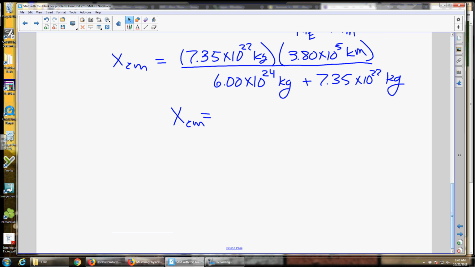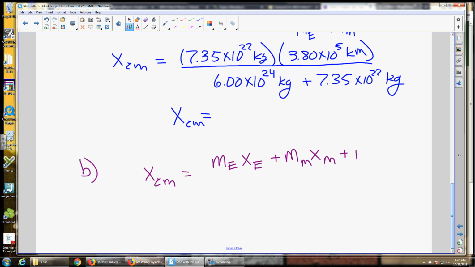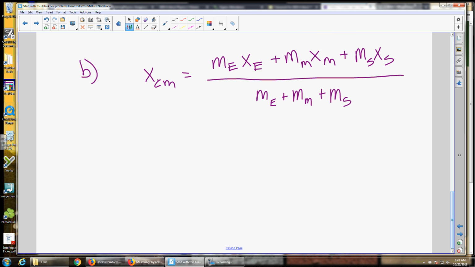So in part B, how many items in part B? 3 things. So I need my equation to have 3 terms. XCM, we're going to have mass of the Earth, location of the Earth, plus mass of the Moon, location of the Moon, plus mass of the Sun, location of the Sun, all over mass of the Earth, plus mass of the Moon, plus mass of the Sun. Good?